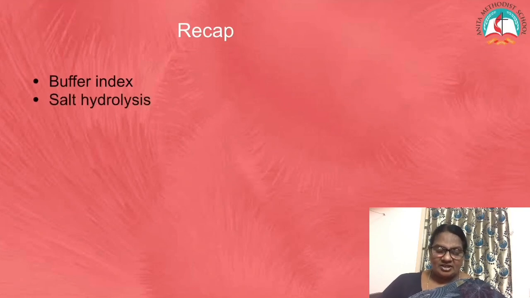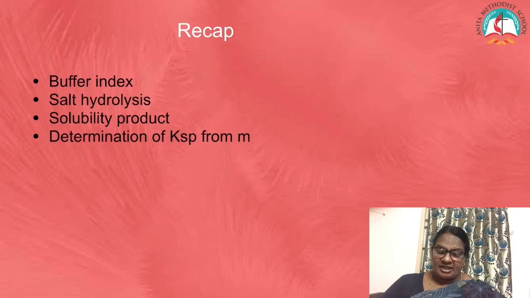So what did we learn in today's class, children? We learnt about buffer index, salt hydrolysis, solubility product, determination of solubility product from molar concentration. Revise the full chapter, all the 3 days which we learnt, and then take up today's Kahoot. Revise all the 3 days lesson, the whole chapter of ionic equilibrium, and then take up the Kahoot, children.